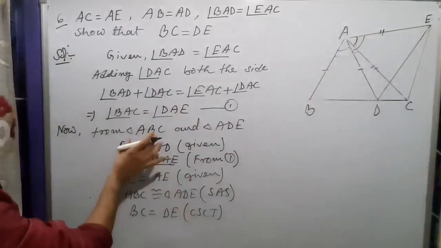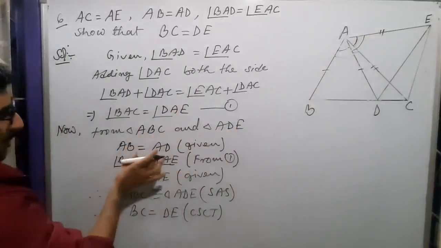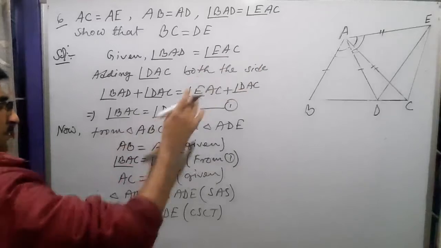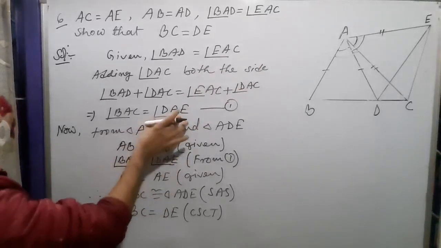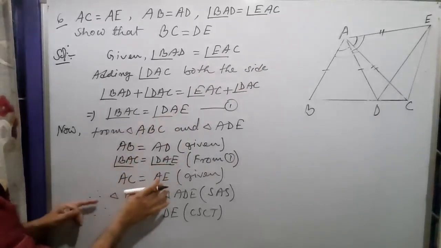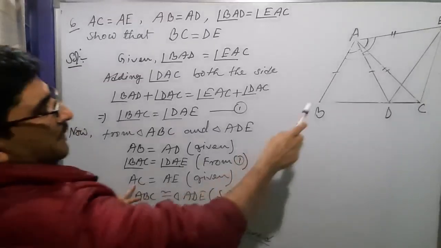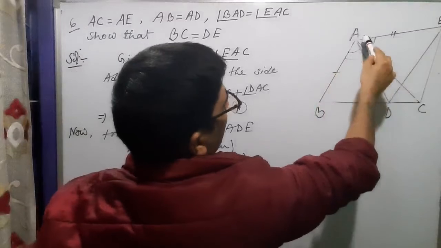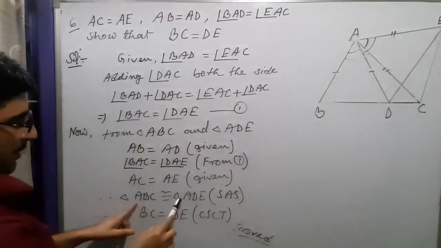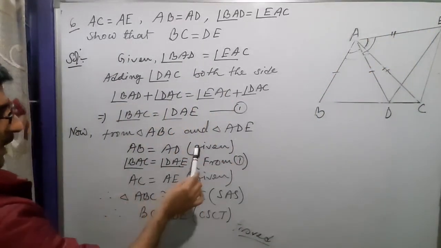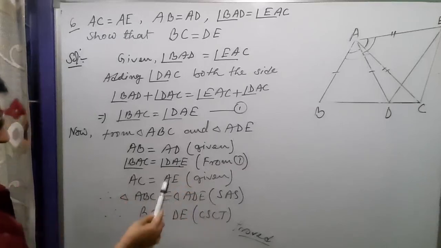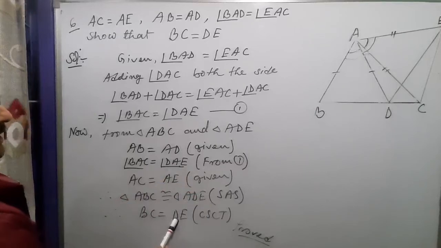Now from triangle ABC and triangle ADE, AB equal to AD. This is given in the question. Check the figure. BAC equal to DAE, we proved from here, and AC equal to AE is given. So triangle ABC is congruent to triangle ADE according to side angle side. If these two triangles are congruent, then their corresponding sides BC and DE are equal.